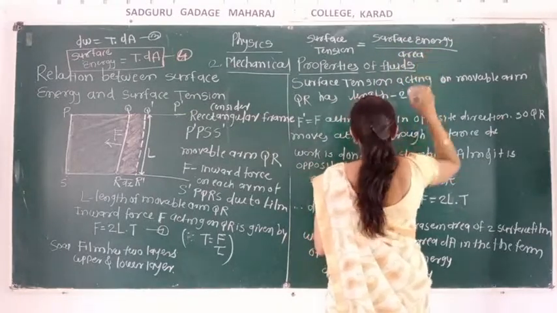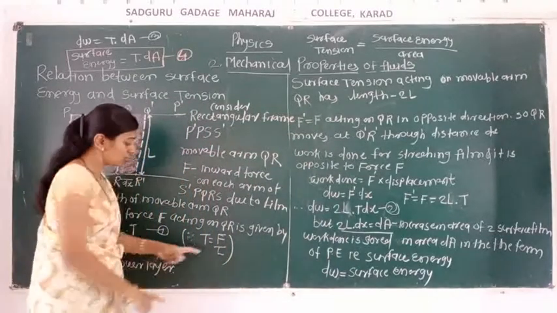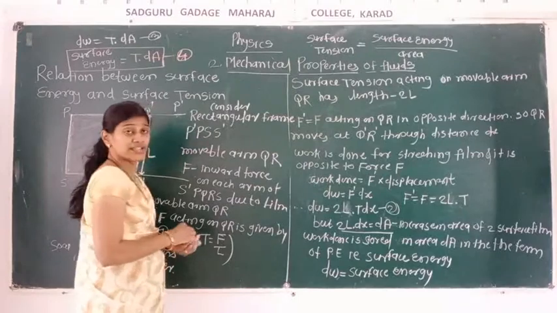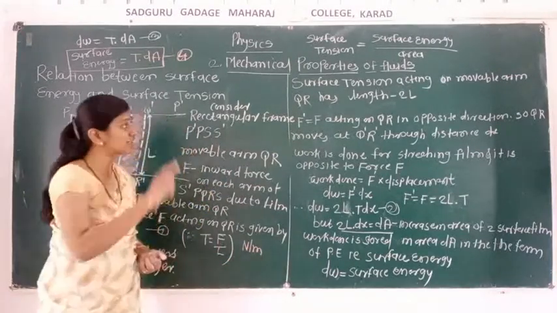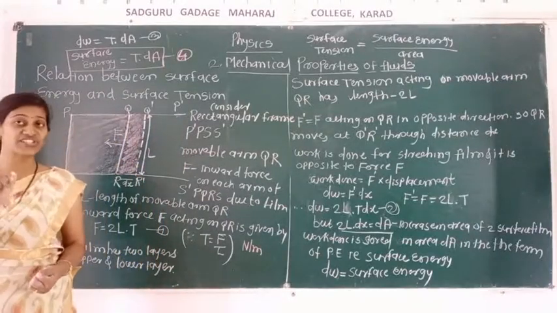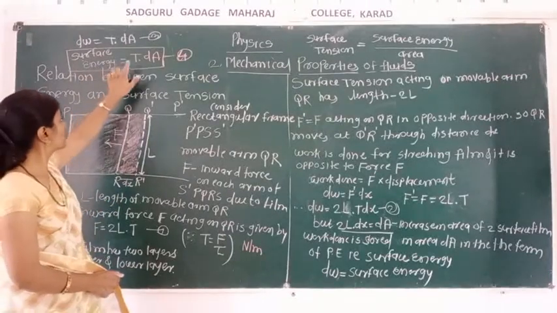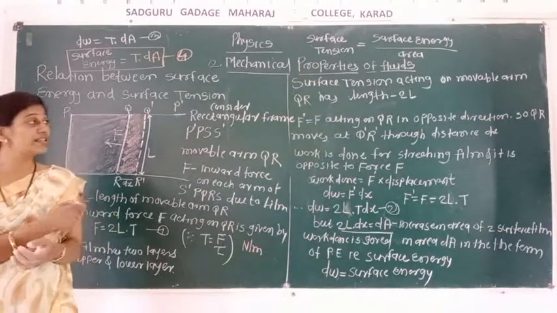Per unit area. Already for the surface tension, how are we getting surface tension? Force per unit length. Its SI unit we know. What is the SI unit for that? Newton per meter. But from that relation, here we are going to discuss the relation between surface tension and surface energy. That relation is: surface energy is equal to the product of surface tension and the increase in area, dA.